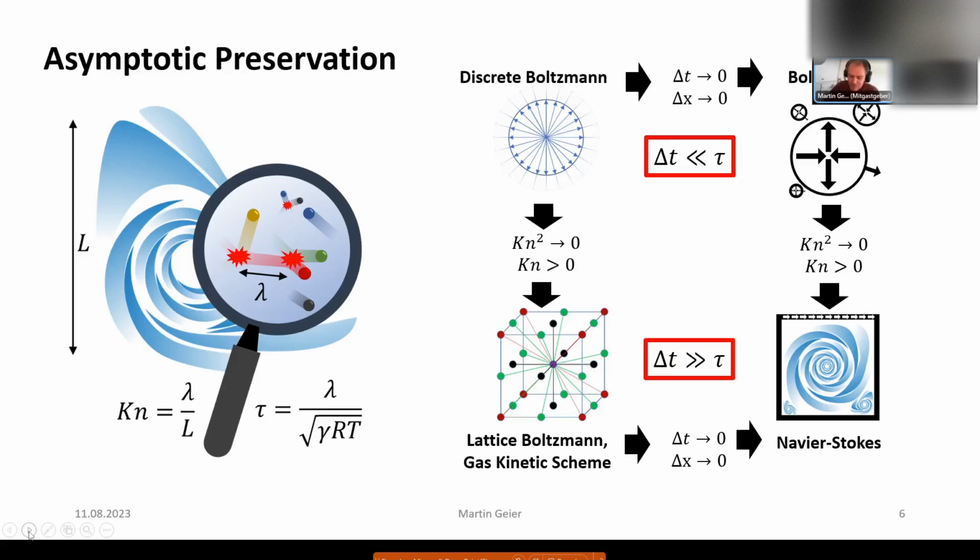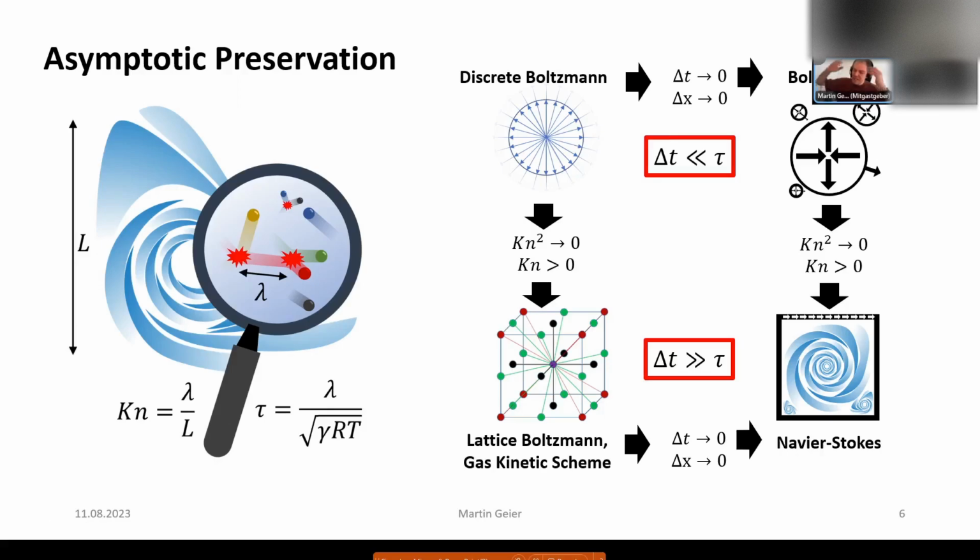If you are not familiar, for whatever reason, with the Knudsen number, the Knudsen number is the mean free path. This is the distance between two collisions of a particle divided by the length scale by which we regard our system. So for example, we have here a vortex. This vortex has a length scale L, and then there is this length scale lambda, and the ratio gives us the Knudsen number, and this has to be very small, such that we come to the Navier-Stokes equation.